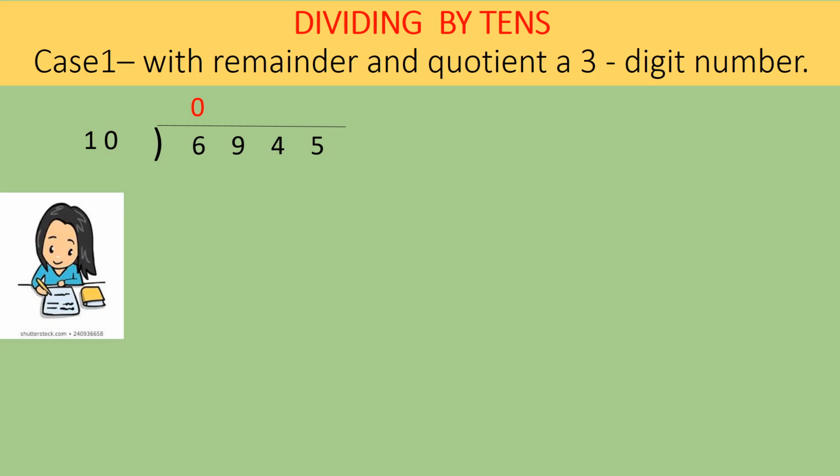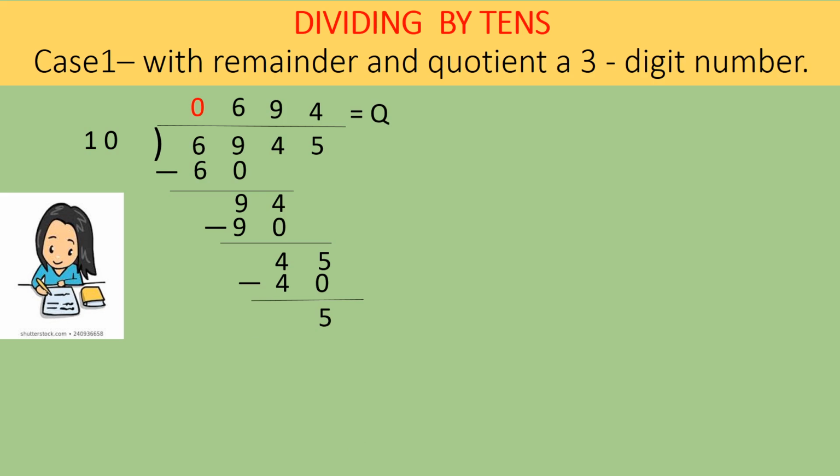Now we will regroup 69. In 69, how many tens are there? Yes, 6 tens are 60. Now you subtract. Yes, what is the remainder? 9. Now bring down the next number, that is 94. In 94, how many tens are there? 9 tens are 90. Subtract. 4 is the remainder. Now bring down the next digit. Now it is 45. In 45, how many tens are there? 4 tens are 40. And what is the remainder? Yes, 5. So 694 is the quotient and 5 is the remainder.